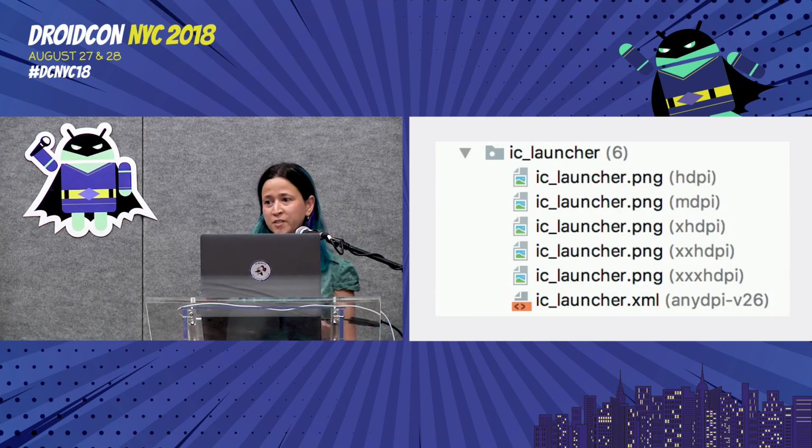Once we do have the same image for different densities, and we put it in the different buckets, Android Studio knows how to display them grouped up. So it's kind of convenient to know, oh, this is actually the same image, only in different sizes.